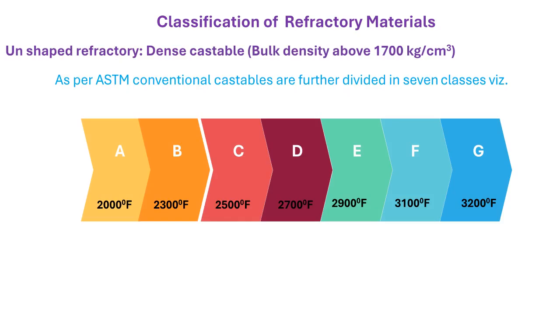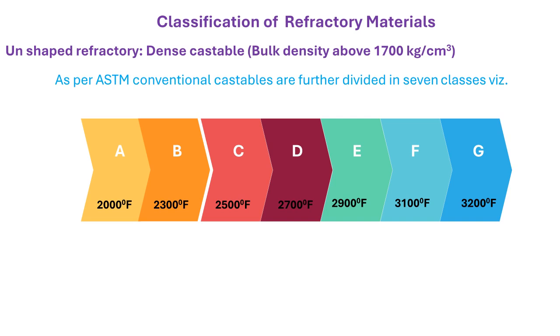When we talk about conventional dense castables, we are usually referring to materials with a calcium oxide content greater than 2.5%. To make selection easier, ASTM standards classify these conventional castables based on their maximum service temperature. In other words, how hot they can safely operate while still maintaining their key properties.